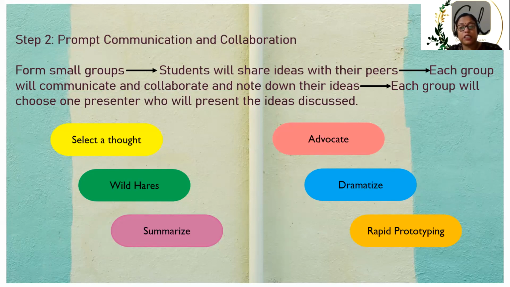Again, they will do the same thing. Then advocate. Advocate is another prompt we can give them, wherein we ask the students to select one idea. Suppose there's a group of 5 members, select only one idea and advocate your views on why it is so. You put some points in support of it. So this can be done. This is a very good discussion.